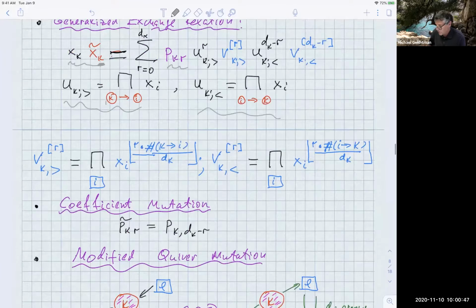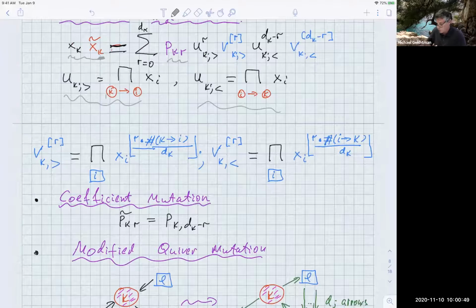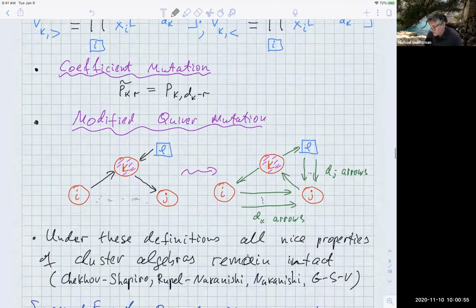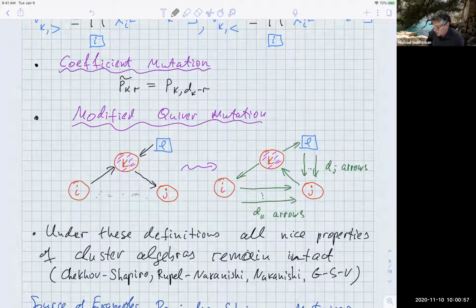Coefficient mutation is very simple. It just switches order. And then quiver mutation can also be modified in a nice way. Where in the usual definition of a quiver mutation, if I see a path I, K to J, I would add a shortcut. Here, if the degree of my vertex K is dk, I will add dk arrows. And the same thing here.